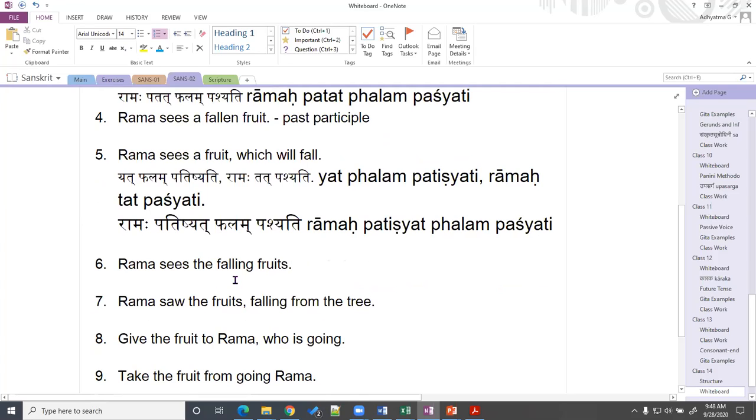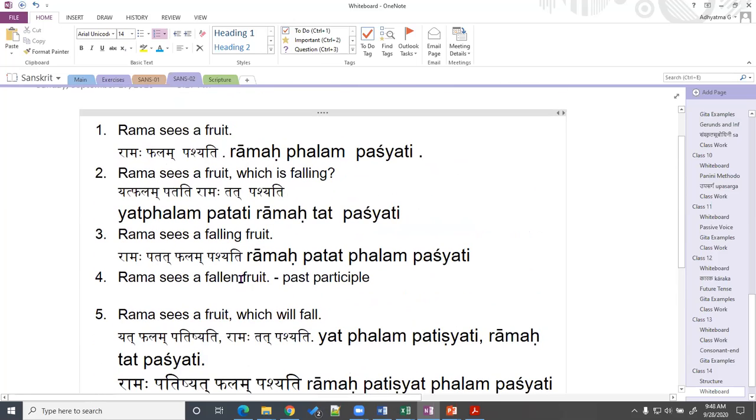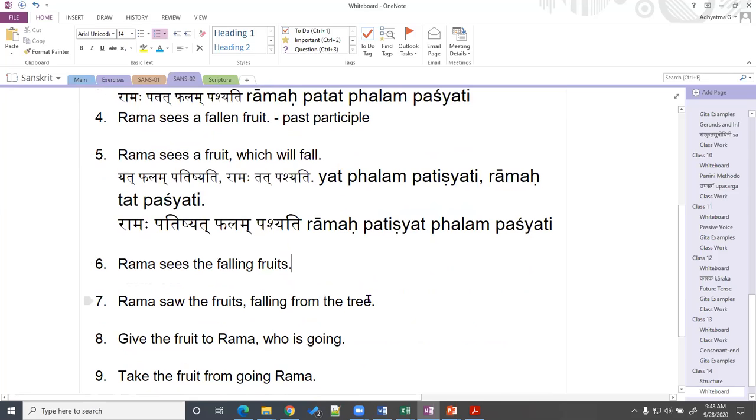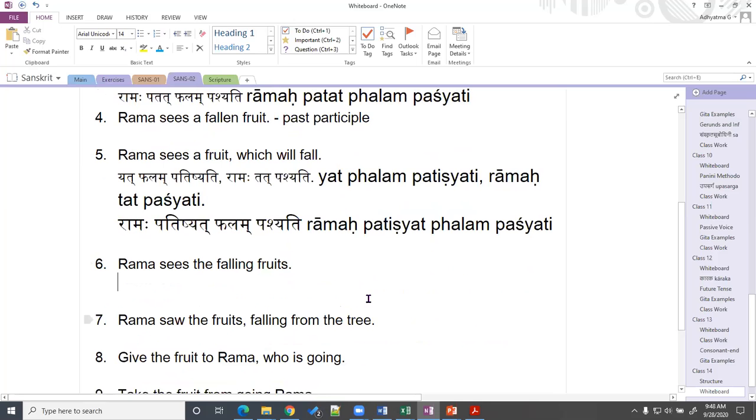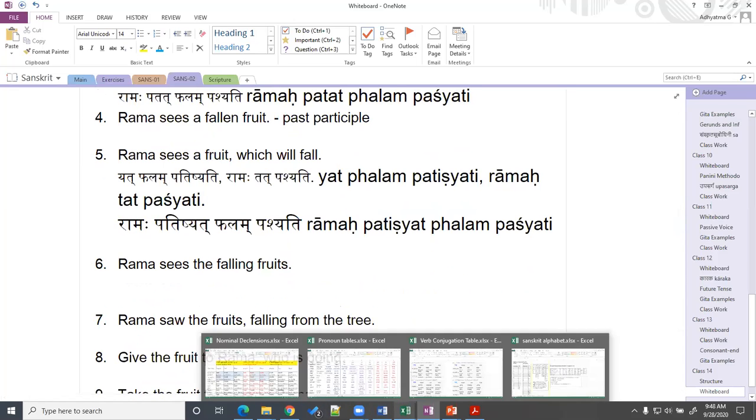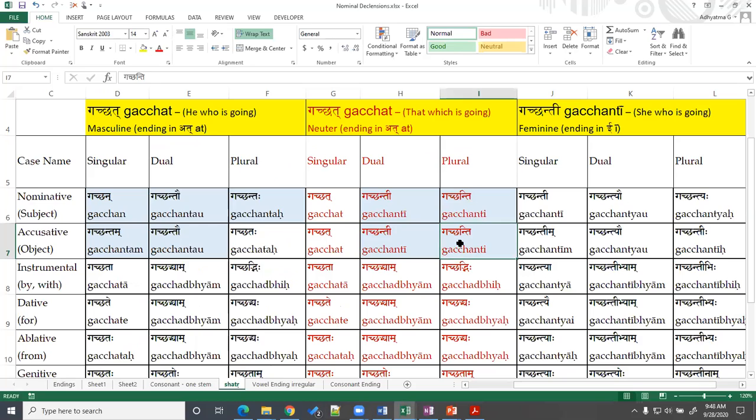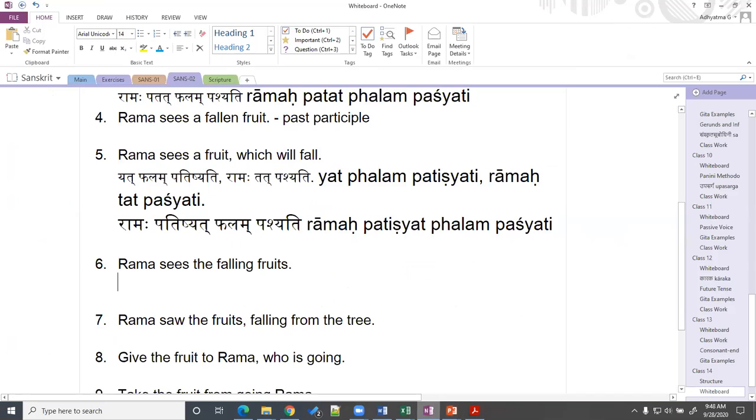Now you see, Rama sees the falling fruits. When we say Rama sees a falling fruit, here I am saying Rama sees the falling fruits. So the fruits are now in plural, so this thing also will become plural: gachanti, patanti. So how will you do it? Ramaha patanti phalani pashyati.